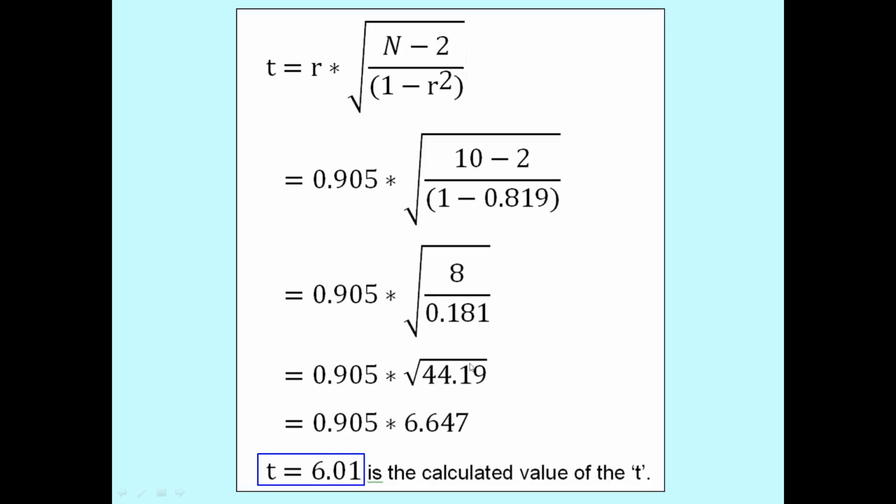If we remove this under root, that comes to 6.647, and this is multiplied with r, and we get the value of t, that is 6.01. It is the calculated value of t.